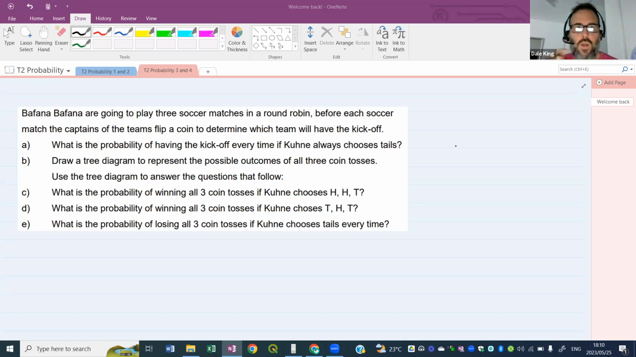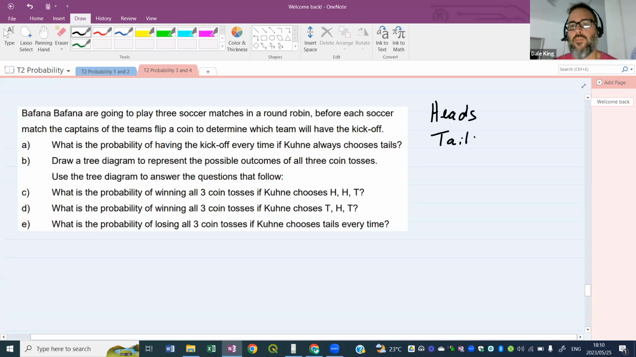Remember, when you toss a coin to start off this tree diagram, how many options are there? 2. Heads or tails. So let's say heads is H and tails is T. Okay, so those are your options, heads or tails, to start off this tree diagram.